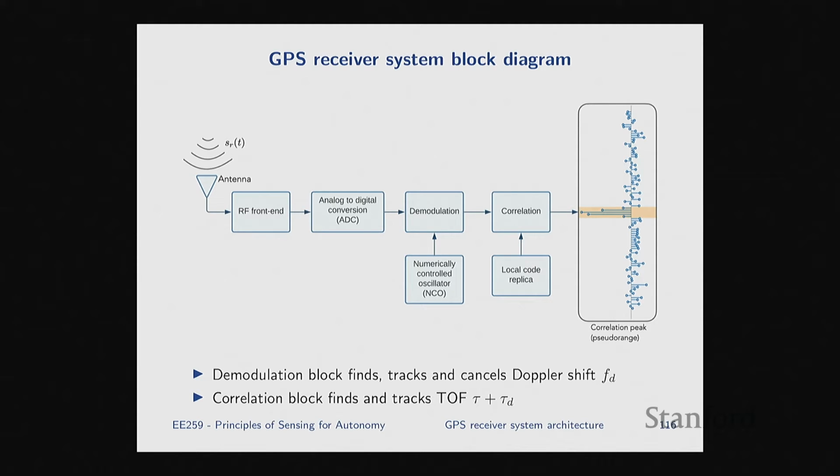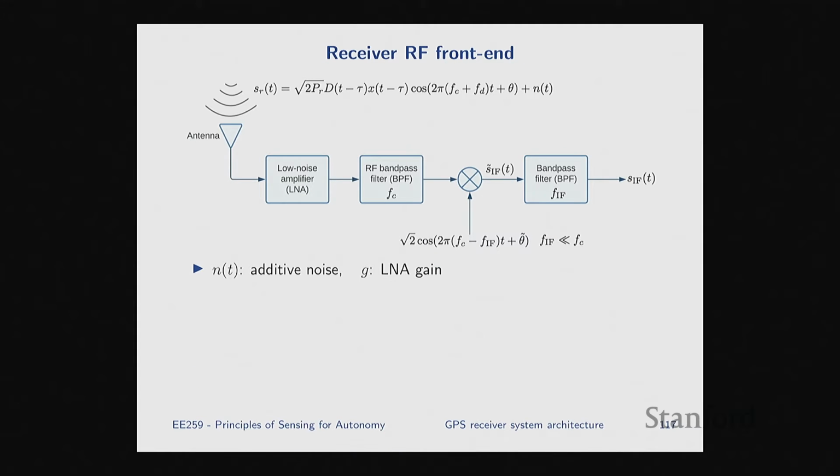Now, what we are going to do is kind of double-click on each box, if you will, and go a level deeper and track the signal from the input to the antenna all the way to the output of the correlator, and basically do the full derivation of what happens to our signal as it's processed through the system. Okay, so first let's look at the RF front end.